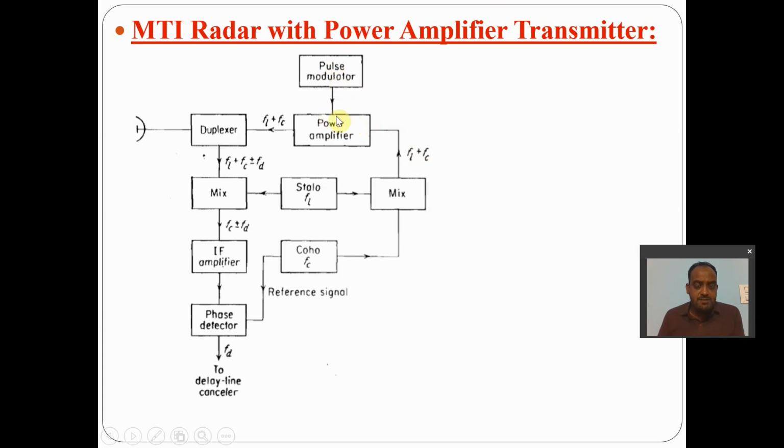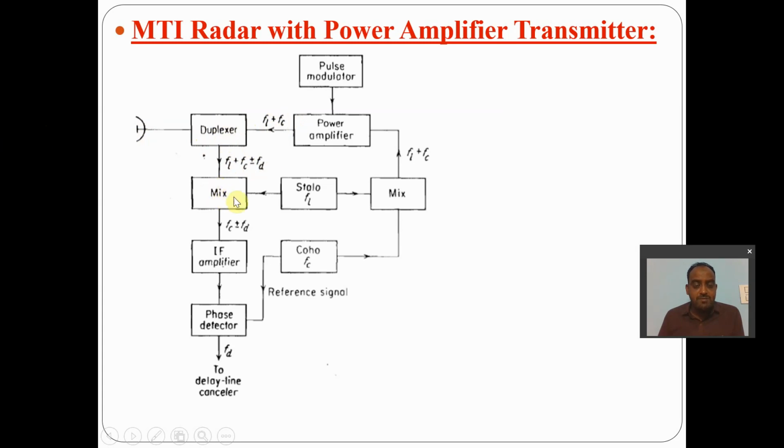On the other side, a modulator is connected, which turns this on for some time and keeps it off for a longer time. Again, it makes it on and off. So pulse-like carriers are released from this antenna at every pulse repetition time. The signal hits the target and comes back with a Doppler shift. The same signal with a little Doppler shift has come back, which is given to the mixer.